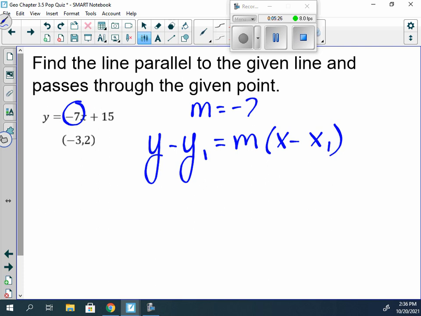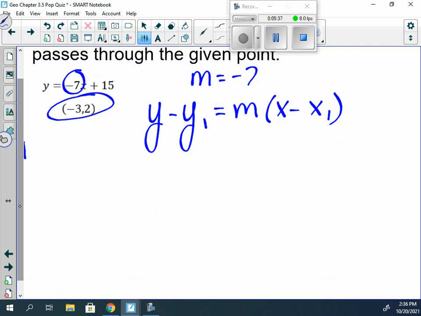And do we have a point? The point is negative 3, 2. Are we going to be able to get this one? Not this, but you are able to use the review sheet, which does have these. Now, let's plug our point in to this here and the slope. So the point is negative 3, 2. The y value of the point is 2. The x value is negative 3, and the slope is negative 7.